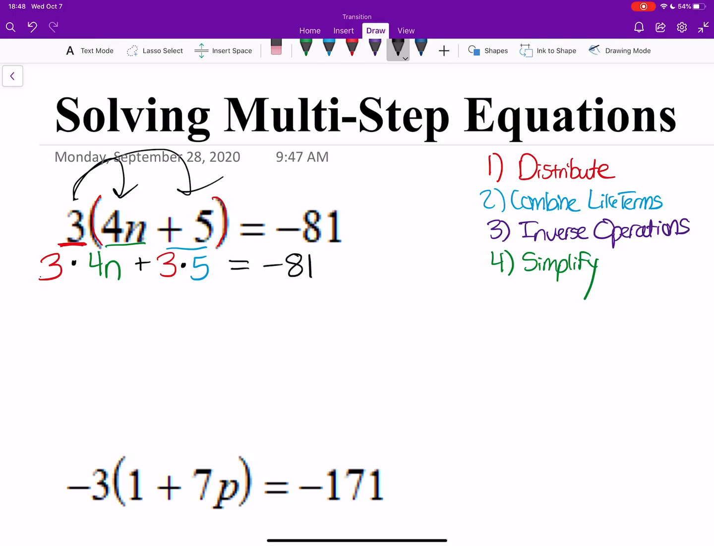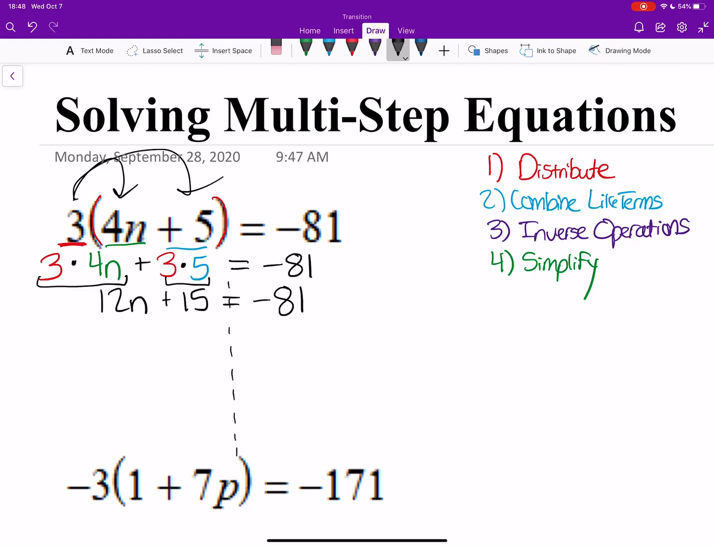So right here, first I say I need to do 3 times 4n. That's going to get me 12n. Then I need to do 3 times 5, which is going to get me 15. Bring down my equal sign, negative 81. So now that I'm at this point in solving my equation, I want to draw my little dotted line to separate both sides of the equal sign.